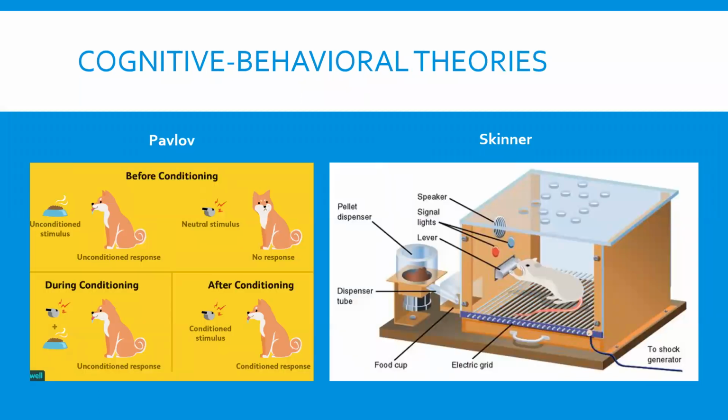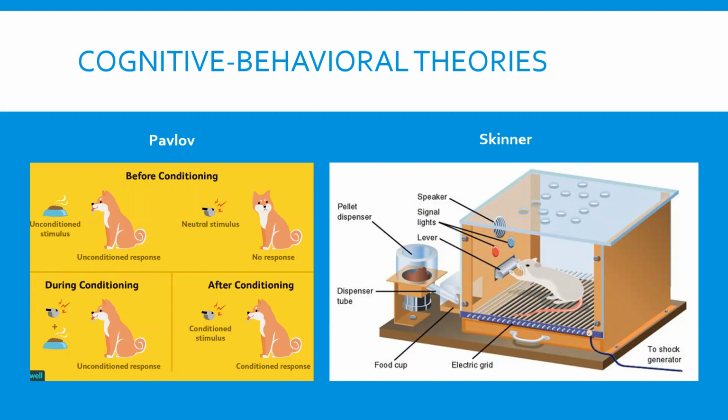Cognitive behavioral theories that are most popular are Pavlov and Skinner. Pavlov created something called classical conditioning. And what he discovered was that our body has unconscious stimulus and responses. So for example, he noticed that whenever food was placed in front of a dog, the dog started to salivate.